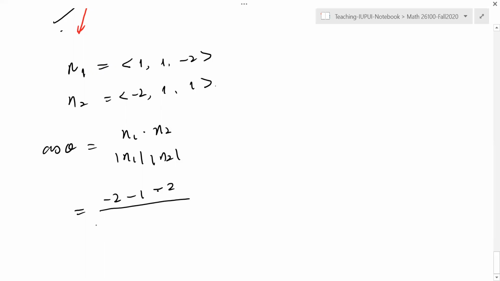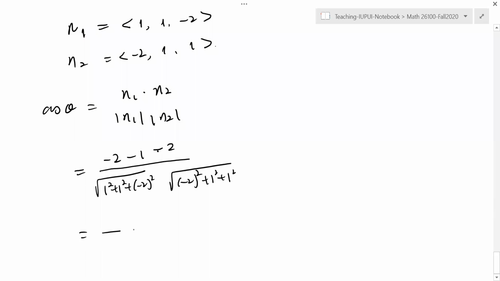And the first one is going to be 1 squared plus 1 squared plus -2 squared. Second one is -2 squared plus 1 squared plus 1 squared. So it's going to be -5. And here you are going to get 4 plus 1 plus 1, that's a 6. Okay, so 6. Yeah, so it's a negative.